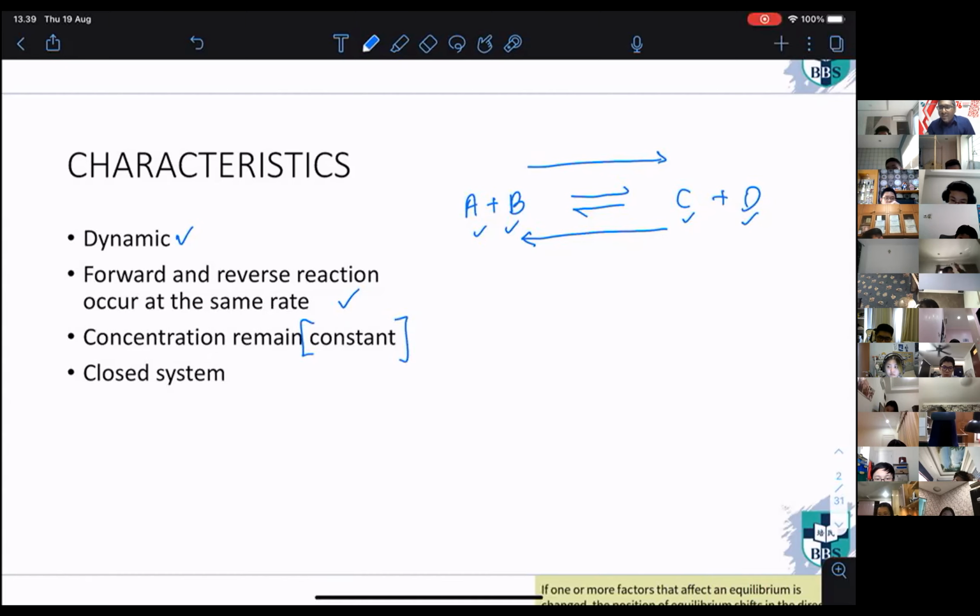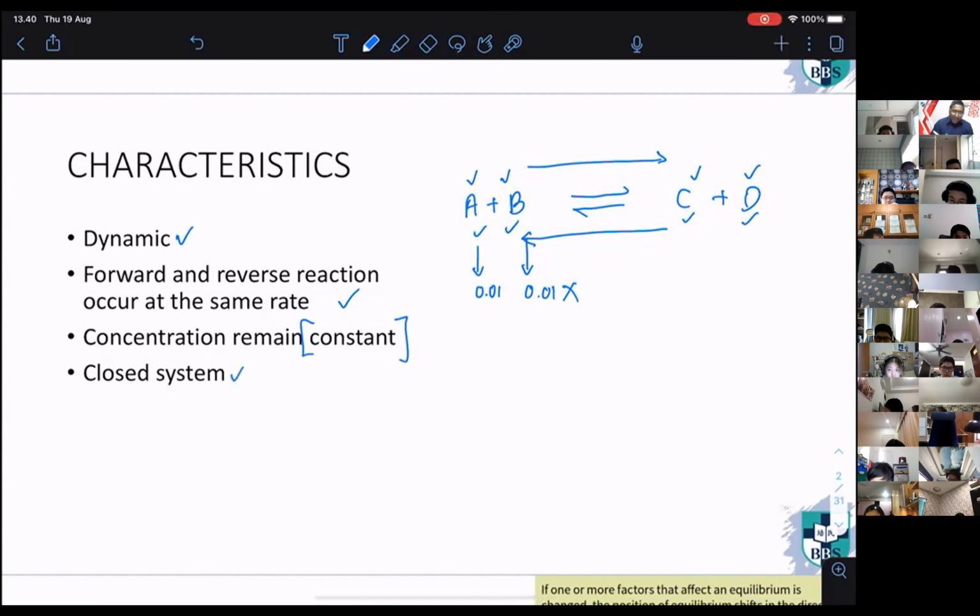Now, this constant doesn't mean that they are equal. Students always think that they are equal, or this is 0.01 and this must be 0.01. No, not really. Constant means they don't change. So the concentration of reactant and the concentration of product remain constant, a fixed value.